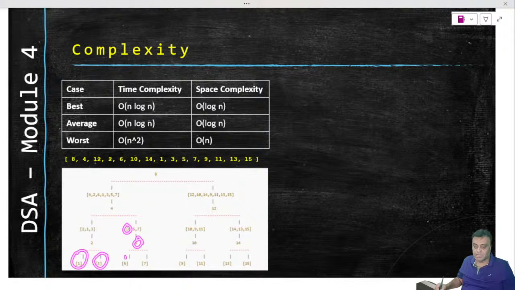6 will find its correct place. Left and right will be partitioned. 10 will find its correct place. Left and right will be partitioned. 14 will find its correct place. Left and right will be partitioned. So this is what will happen with this array. So what is happening, can you see?